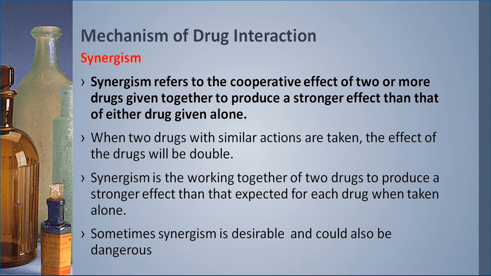Synergism is the working together of two drugs to produce a stronger effect than that expected for each drug when taken alone. Sometimes synergism is desirable. Like in antibiotics, there's an antibiotic we call co-amoxiclav. It's amoxicillin and clavulanic acid, like Augmentin, amoxiclav, and the like. It's desirable because when you add it, it's able to kill the germs better, and the germs can't overcome the medicine because it's stronger.